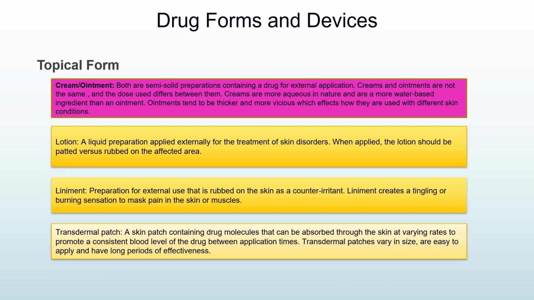Different topical forms. So creams or ointments, they're both a semi-solid preparation containing a drug for external application. So creams and ointments are not the same. The dose used differs between them. So creams are more aqueous in nature and have more water-based ingredients than an ointment. Ointments tend to be thicker and more viscous, which affects how they are used in different skin conditions.